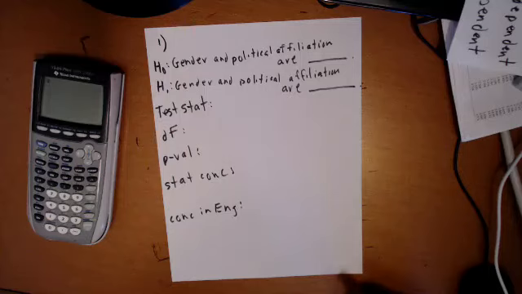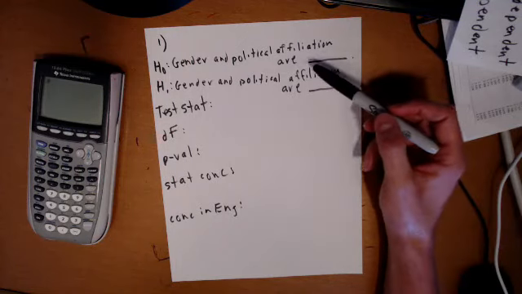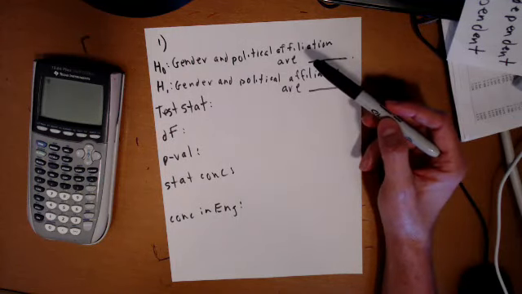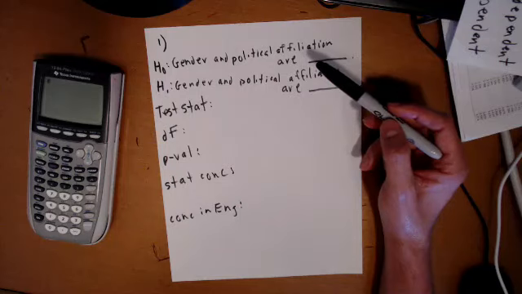Okay, folks, problem number one. It says we already put the data into our calculator. So just make sure you agree: male, female, Democrat, Republican, Independent, Libertarian. We already put that into our calculator as matrix A. We want to know if gender and political affiliation are dependent. Test at the alpha 0.05 level. Minimum requirements are met. Okay.